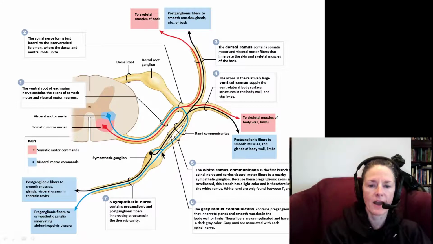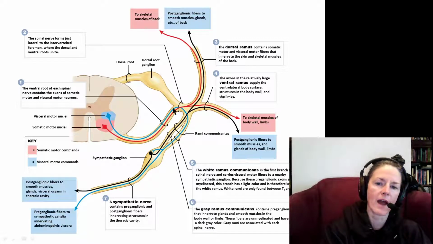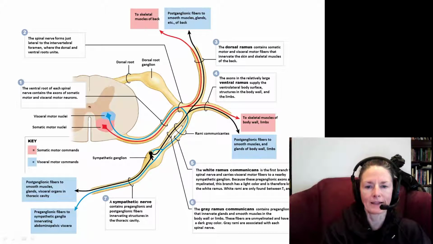Now, a lot of these axons will either synapse on a cell located in a sympathetic ganglion, or that axon will continue on to other ganglia which are located farther away. And of course, ganglia are collections of cell bodies within the peripheral nervous system. And so we're going to have what we call a preganglionic fiber. And that is an axon from one of these visceral motor neurons that will synapse on a cell body within a ganglion.